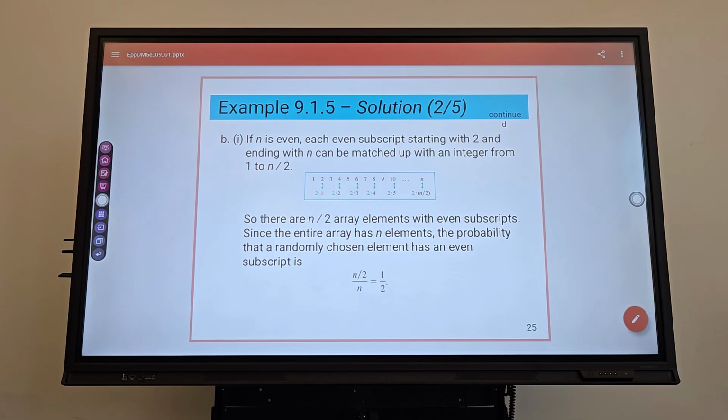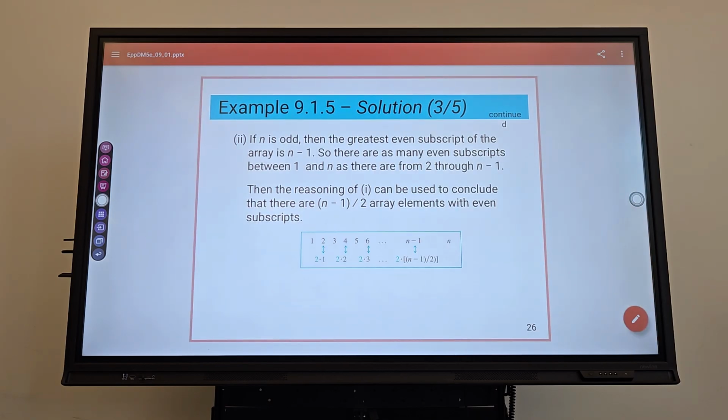Now, for B, if n is even, each even subscript starting with 2 and ending with n can be matched up with an integer from 1 to n over 2. So there are n over 2 array elements with even subscripts. Since the entire array has n elements, the probability that a randomly chosen element has an even subscript is 1 over 2.